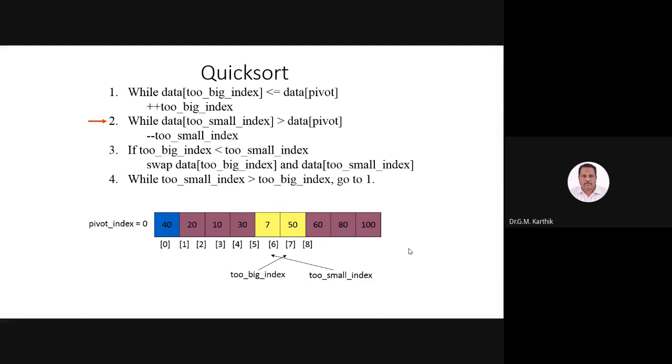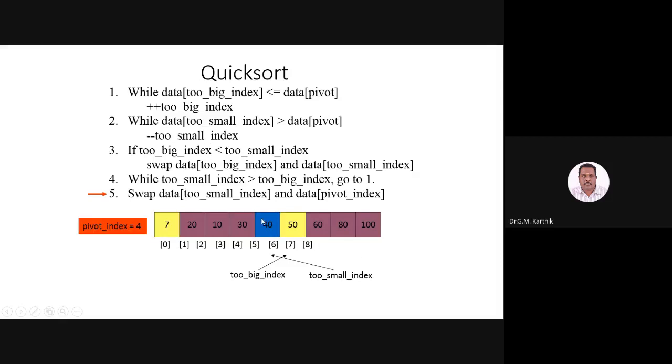Now you can stop your process when the big index and small index cross their values. You have to stop your process and you will shift the pivot element. So you can see here, you will swap the small index value and the pivot element. The fifth step is to swap it. So when you swap, 40 will get its appropriate place and the array will be divided.